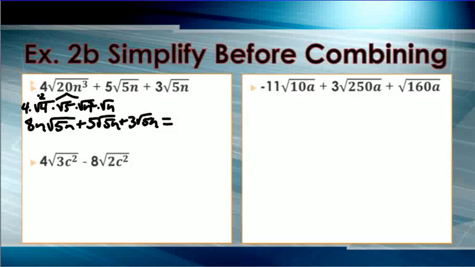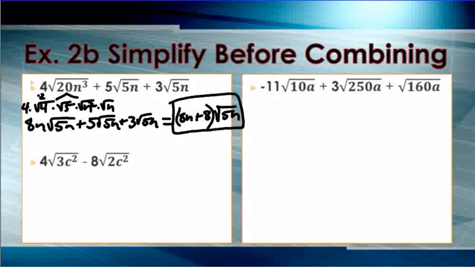This would equal, parentheses, I can have 8n plus 5 plus 3 is 8. This is all with the square root of 5n. So this one was very similar to one of the first ones we did. So here, just combining like terms. Just be careful of what are like terms and which ones not. So this first part is not the same terms as 5 and 3.